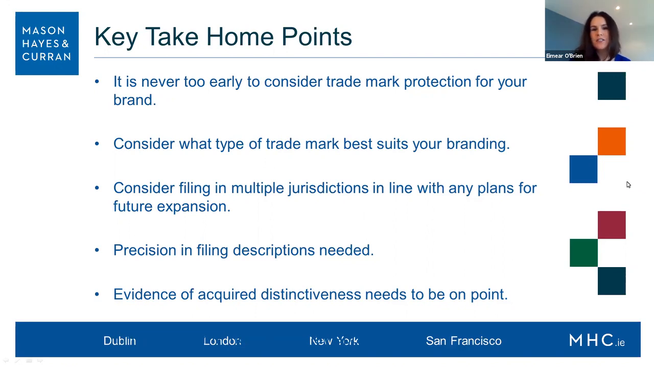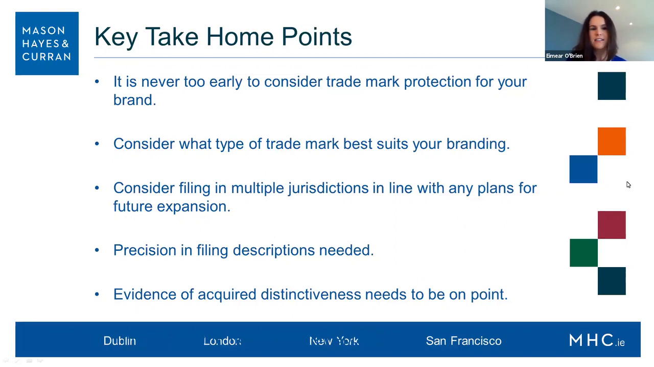Second one is consider what type of trademark best suits your branding. So with the Heineken example earlier, you'll see an example of the various different types of trademarks that you might be able to file for one general branding concept, like word marks or your logo, different elements of your branding. For example, if you have a downloadable app, you might have a favicon symbol that you might want to register separately to the word mark in your overall branding. So there's definitely different elements to consider there.